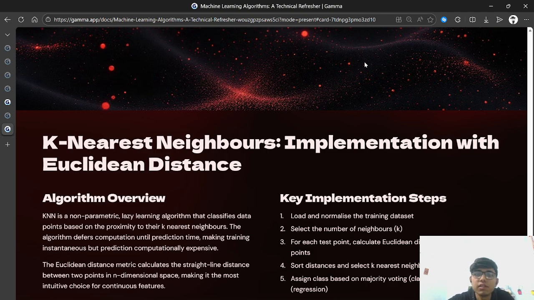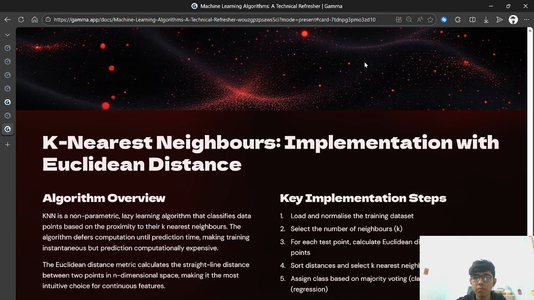Step one, we choose the value of k. How many neighbors will we consider? Step two is to measure the similarity between the new data point and every data point in the training set. We typically use Euclidean distance, defined as the square root of the sum of squared differences between corresponding features. Step three is to identify the k smallest distances. These represent the nearest neighbors.